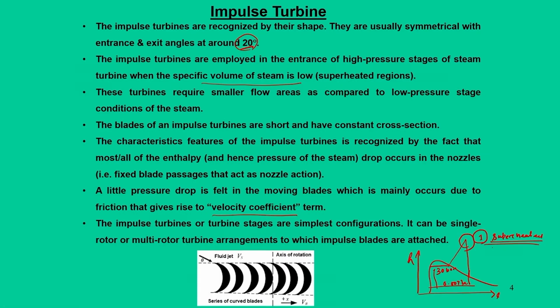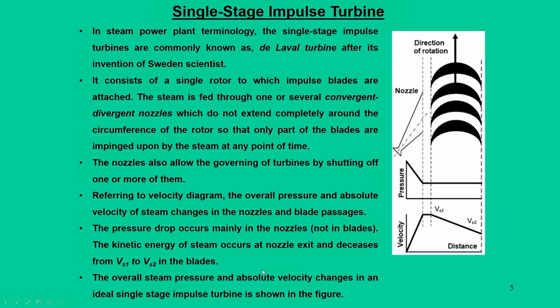The impulse stages are simple configurations, and there can be a single rotor or multi-rotor turbine arrangements, which means these blades can be connected either to a single rotor or you can have a multi-rotor. When you have a single rotor, we call it a single stage. When you have a multi-rotor, then we may have stages. So, that is the idea of doing the compounding. So, let us start with the first case, which is called single stage impulse turbines.